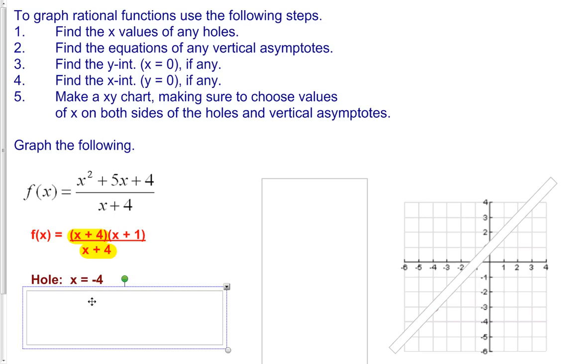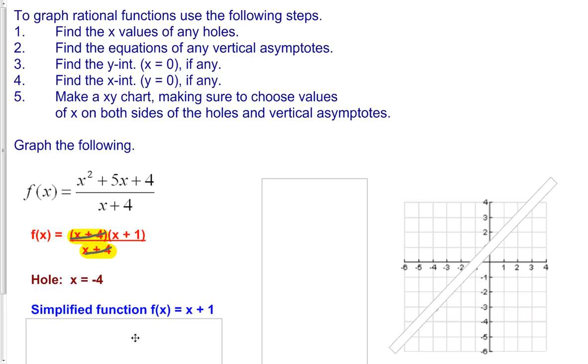Then we need to simplify the function that's remaining. To do that, you simply cross out the common factors, and you're going to be left with f of x equals x plus 1. Now, x plus 1 doesn't even have a denominator, so there is not going to be any vertical asymptote for this problem. When we look at the function x plus 1, it's not too hard to graph. It's simply a line with slope 1 and y-intercept of 1.